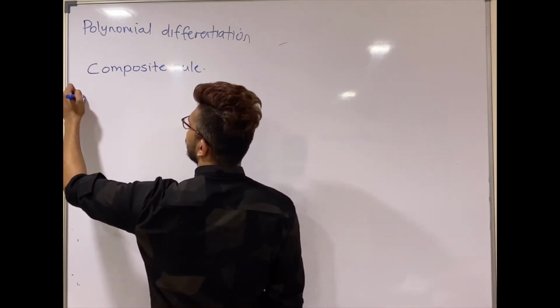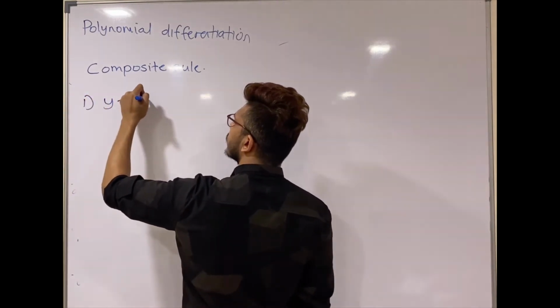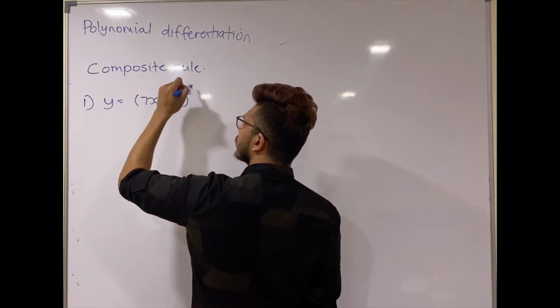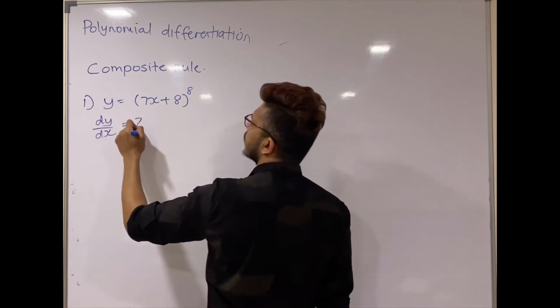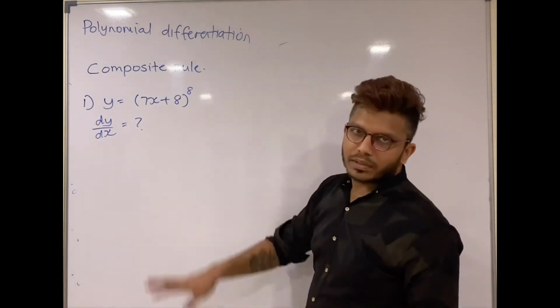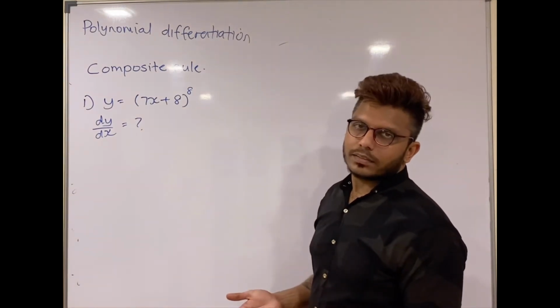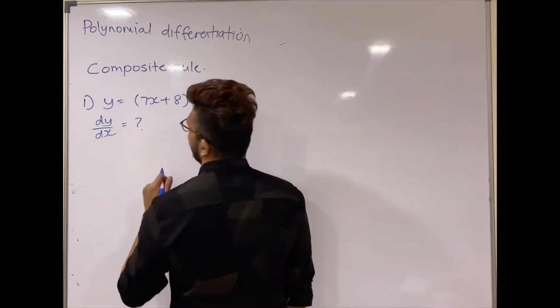First, see the question is, and you're going to find dy/dx. See, you're not going to write this 8 times and multiply 1 by 1. That just doesn't make sense. So how do we do this then? See, very easy. Focus properly.